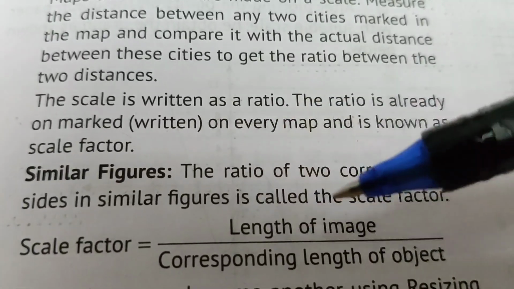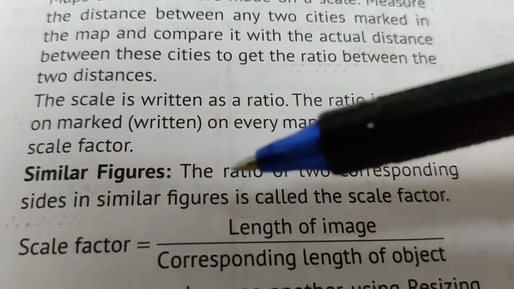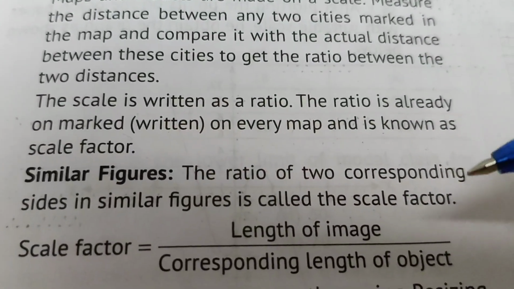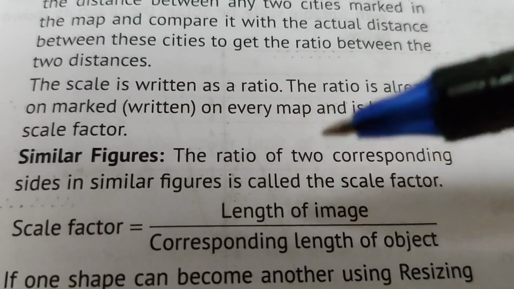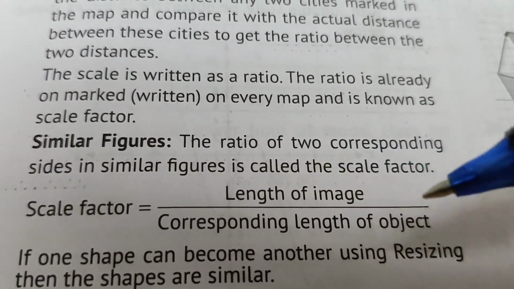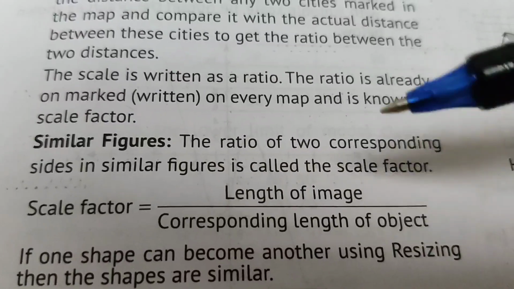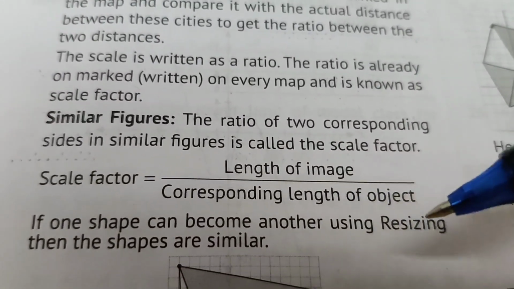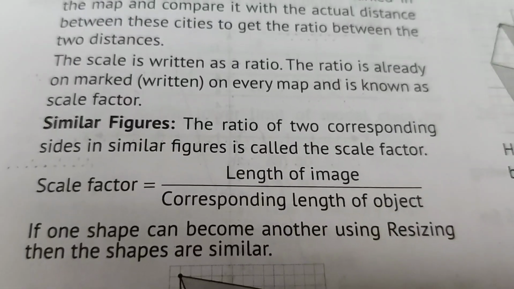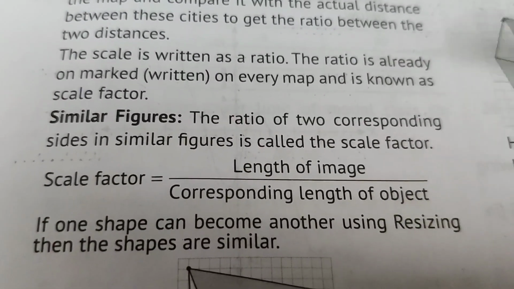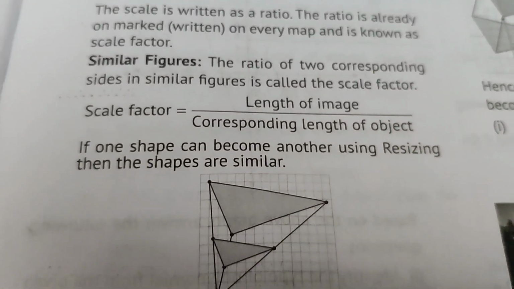Now, similar figures: the ratio of two corresponding sides in similar figures is called the scale factor. The ratio of the corresponding sides. Scale factor equals the length of the image to the corresponding length of the object. This is a ratio. If one shape can become another using resizing, then the shapes are similar. Resizing means converting into the same form.